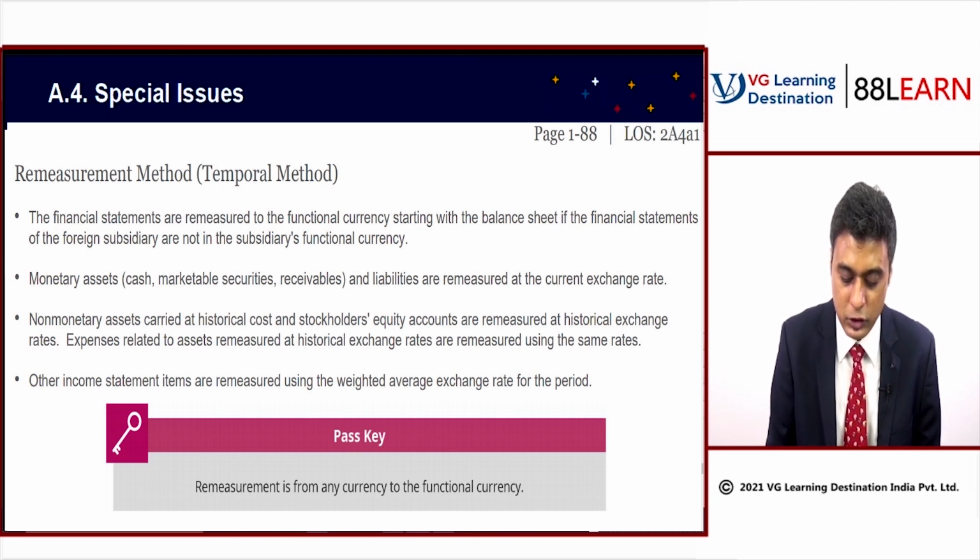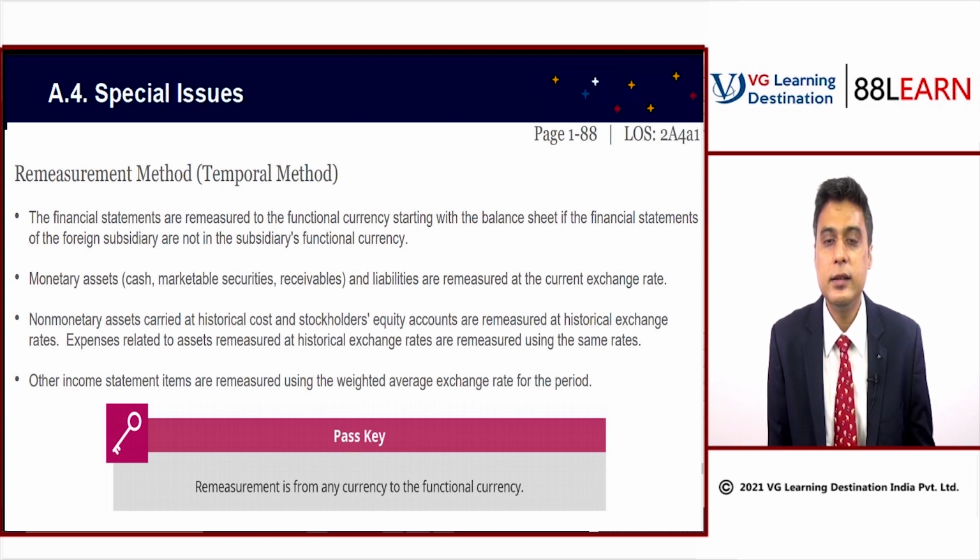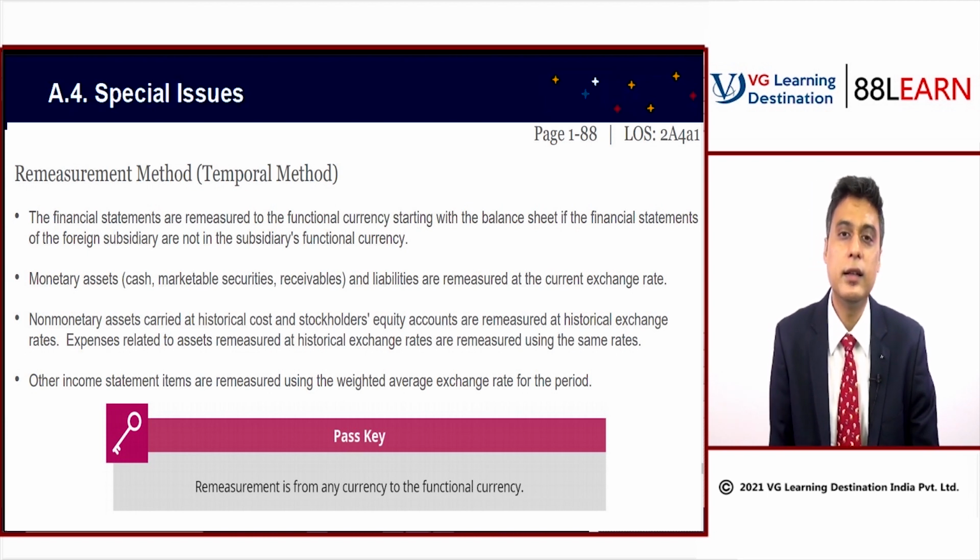Remeasurement, pass key. Remeasurement is from any currency to the functional currency, from Ecuadorian currency to US dollar, or from Deutsche Mark to Euro. Basically from any currency to the functional currency, to the currency which is the primary currency of the primary economic environment where that foreign subsidiary operates.